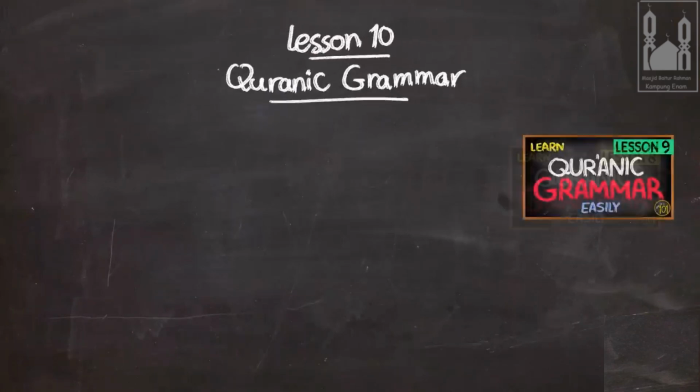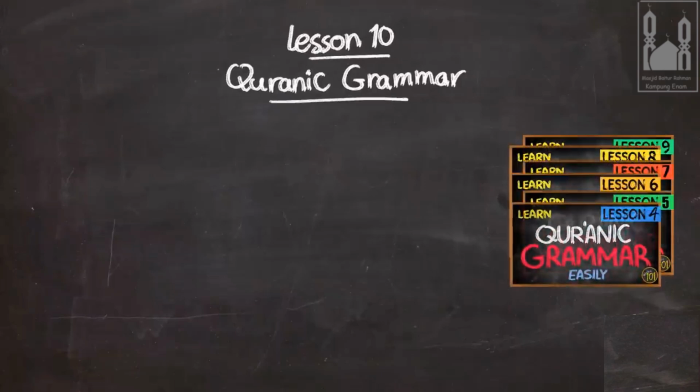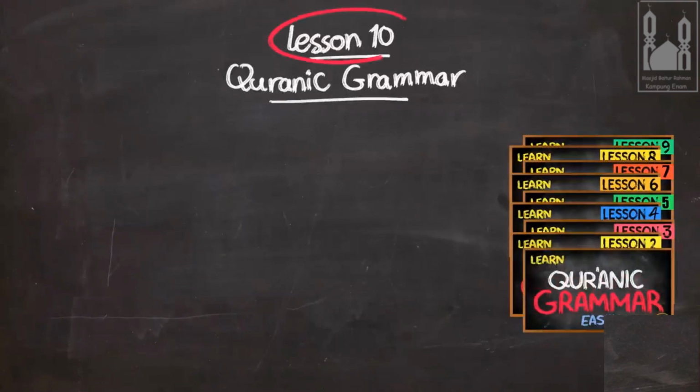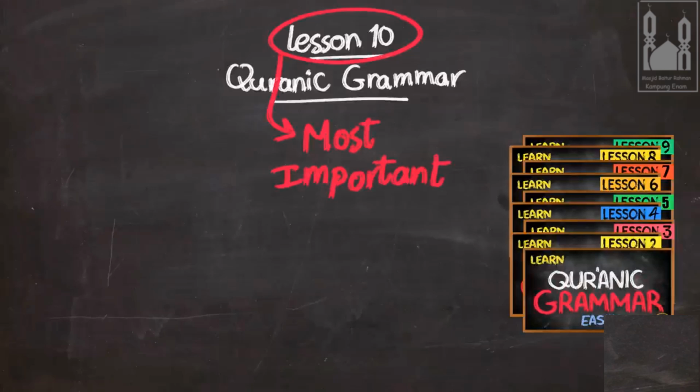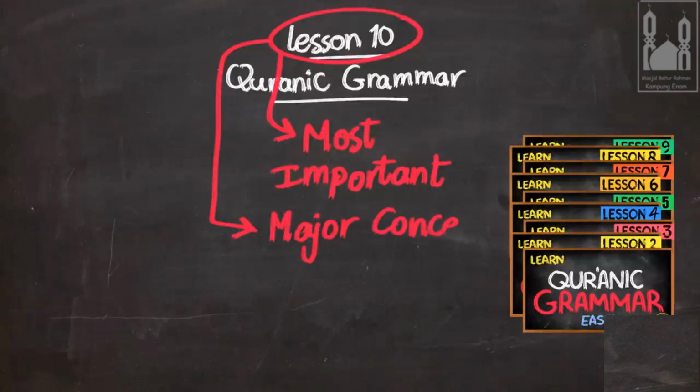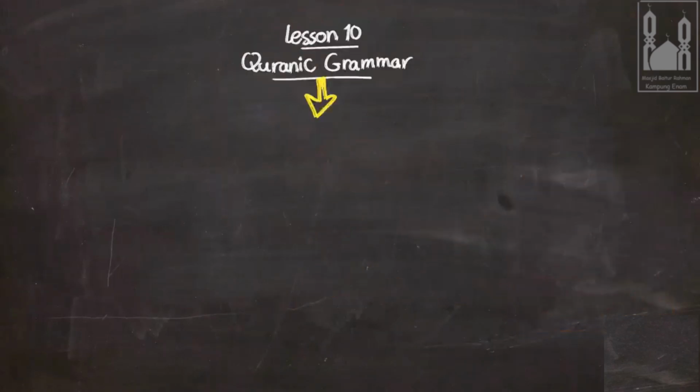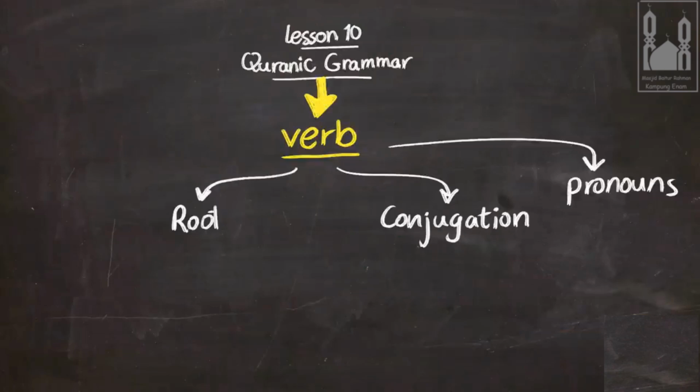Out of all the previous 9 lessons of this series, this lesson is by far the most important. Understanding this lesson will help you understand a major concept of the Arabic language that is considered to be its backbone. For the last 3 lessons, we've been discussing the Arabic verb.